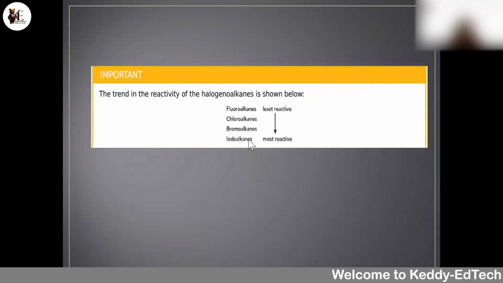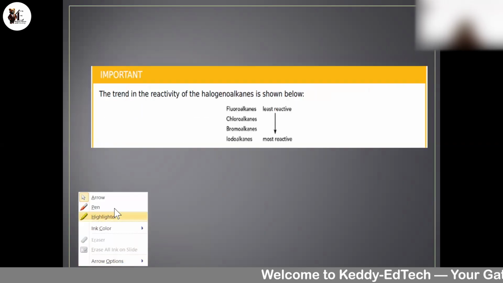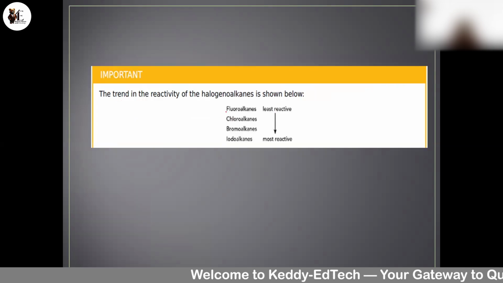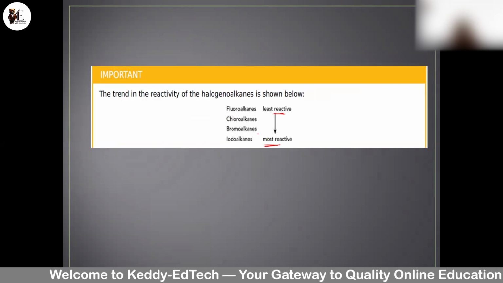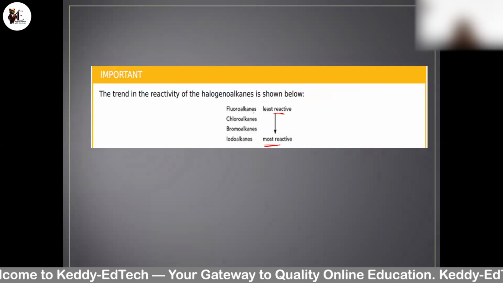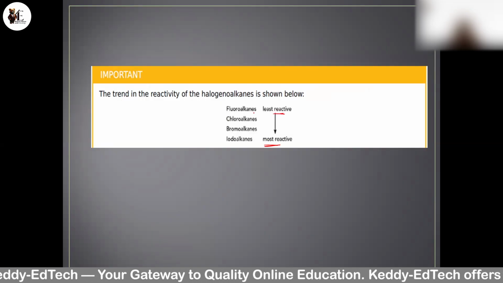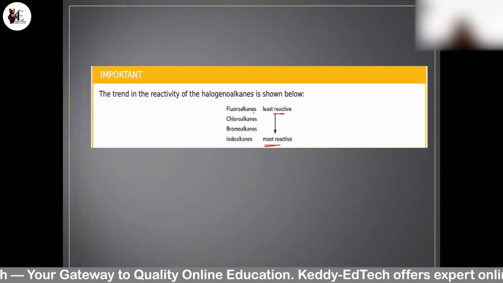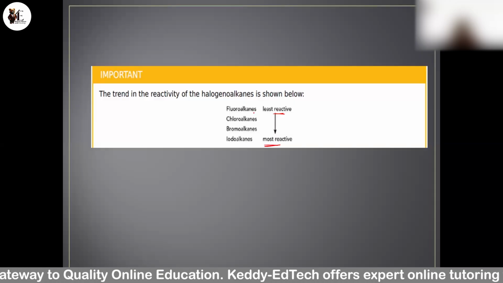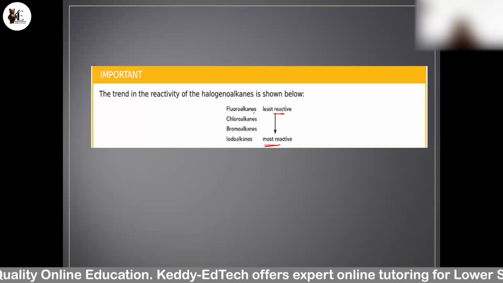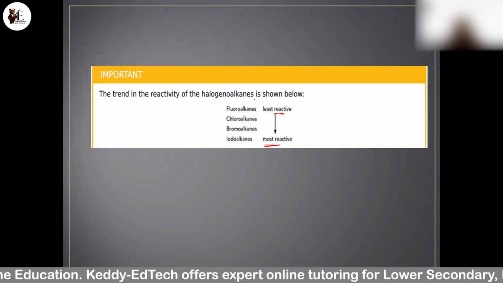Okay. So the trend in the reactivity of halogenoalkanes is shown below. Fluoroalkanes are the least reactive and iodoalkanes are the most reactive, depending on the bond energy. Fluoroalkanes are the least reactive and the iodoalkanes are the most reactive.